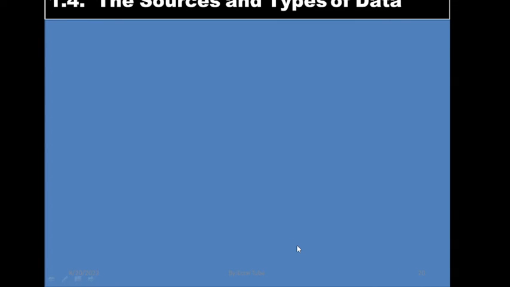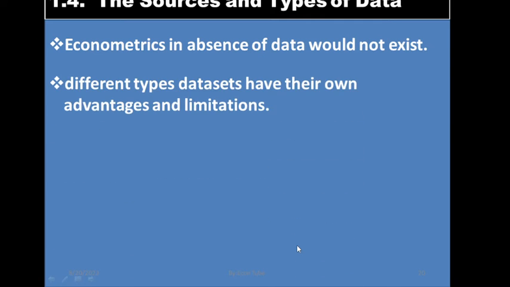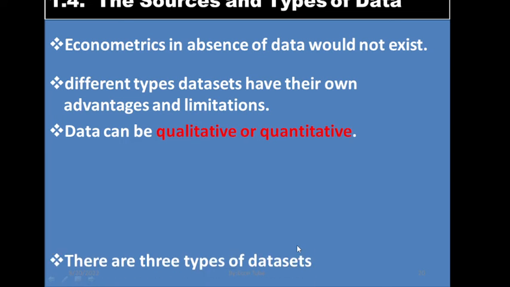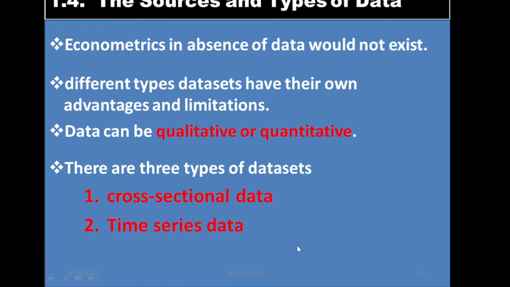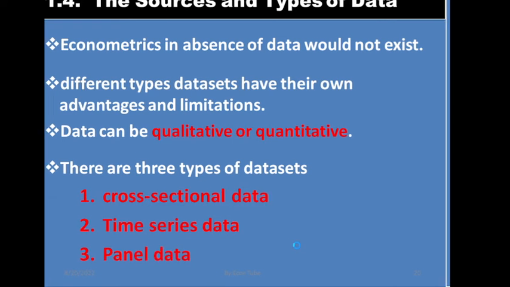1.4 Sources and types of data. Econometrics in the absence of data would not exist, so we need data. Different types of data have their own advantages and limitations. Data can be qualitative or quantitative. There are three types of data as well: cross-sectional, time series, and panel data. Cross-sectional data is collected from different parts of an entity at a given point in time, for example, a survey of consumer expenditure in 2020 or 2010.